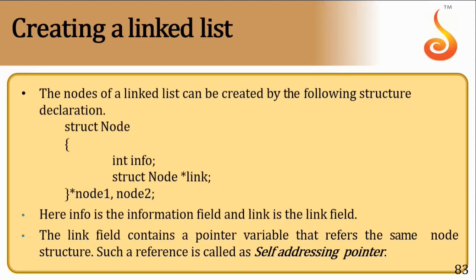So at least you have understood what is that struct node *link. The link part will point to the next node. So you're basically declaring a pointer here. That is how you do that. Here the info is the information field and link is the link field. The link field contains a pointer variable that refers to the same node structure. That is what I told you. It will refer to the same node structure because the next node will also have the same structure. Such a reference is called a self-addressing pointer or self-referencing. That is what I told you: self-referential, self-addressing pointer, all that.